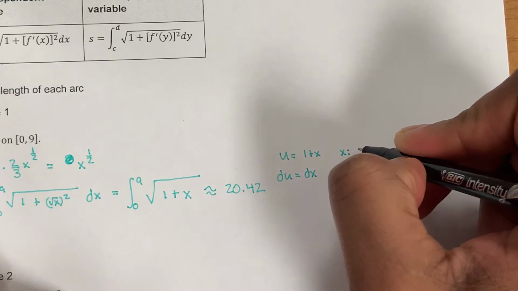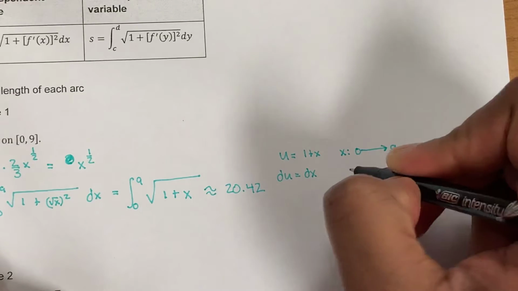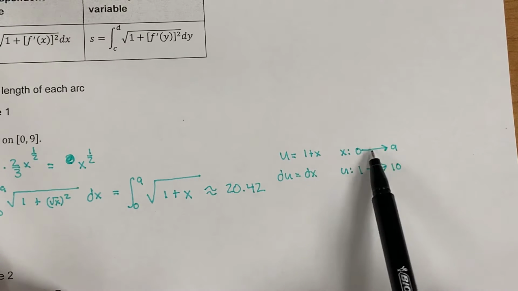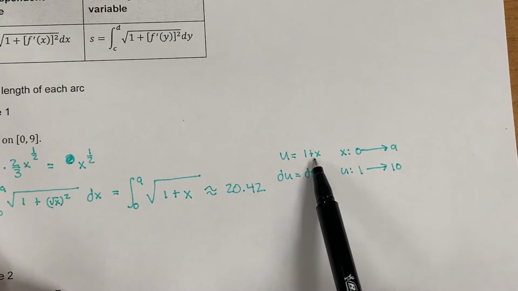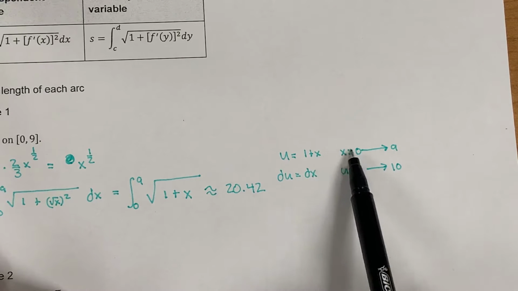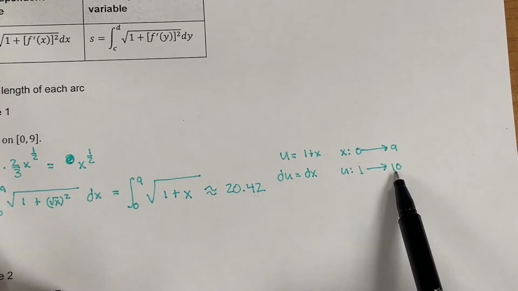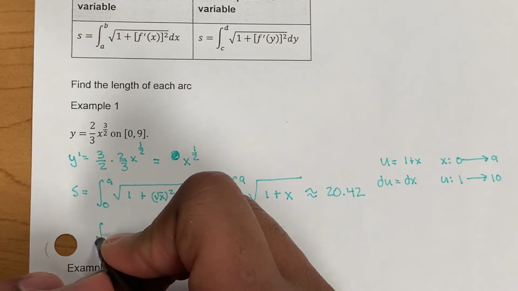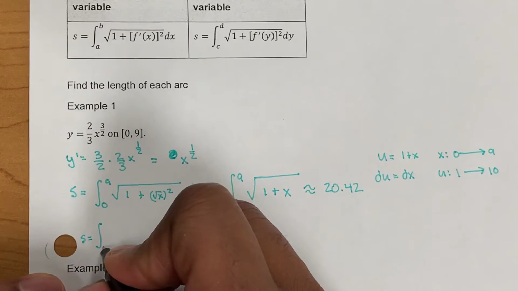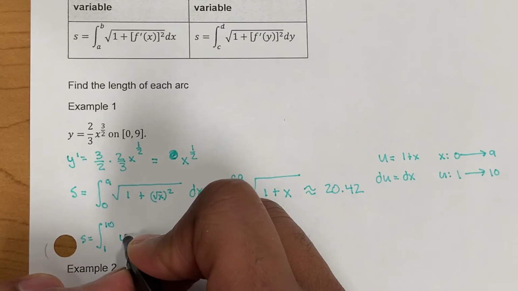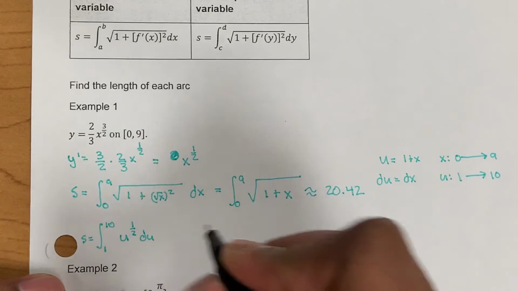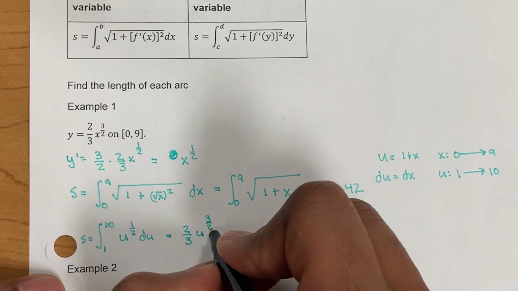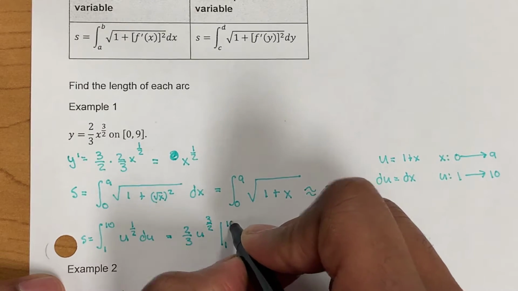Now, if we did a u substitution on this, we could have u equals 1 plus x, du equals dx. Our x limits are from 0 to 9, and the u limits are then from 1 to 10. Again, we get our u limits from substituting these x's into this expression. So 0 plus 1 is 1, 9 plus 1 is 10. And as a rewrite for our integral, we get s equals the integral from 1 to 10 of just u to the 1/2 du, which if we integrate, we get 2/3 u to the 3/2 evaluated from 1 to 10.